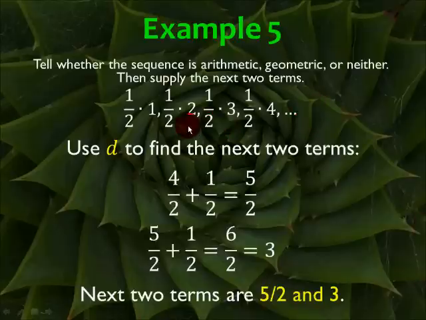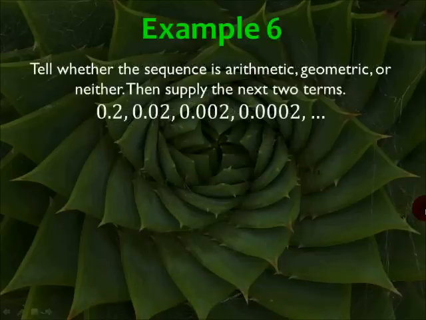So, don't look at the numbers themselves and conclude immediately without going through your proper checks. You might be fooled. Example 6. Tell whether the sequence is arithmetic, geometric, or neither. Supply the next two terms. Go ahead and take a look at this one yourself.